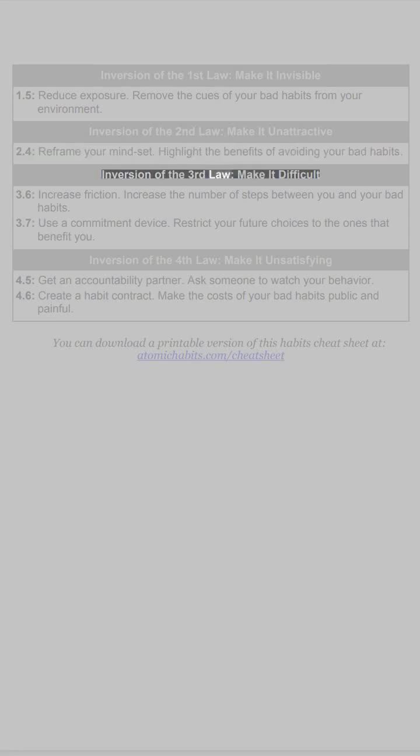Inversion of the third law, make it difficult. 3.6. Increase friction. Increase the number of steps between you and your bad habits. 3.7. Use a commitment device. Restrict your future choices to the ones that benefit you. Inversion of the fourth law, make it unsatisfying.